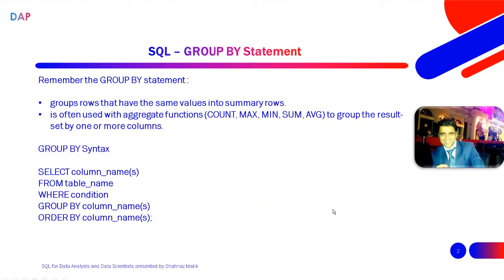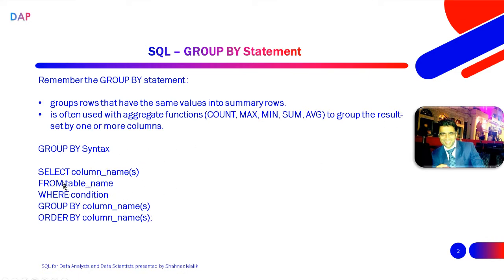So remember the GROUP BY statement. What it does is group the rows that have the same values into summary rows, and is often used with the aggregate functions like COUNT, MAX, MIN, SUM, AVG, and then to group the result set by one or more columns. The syntax is given here, you can see it clearly.